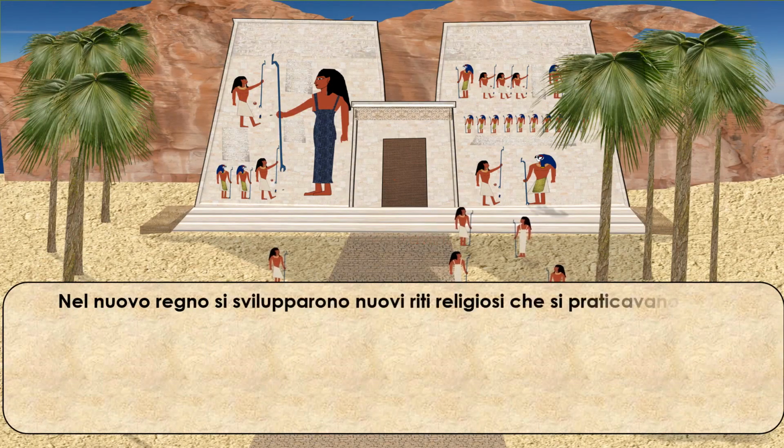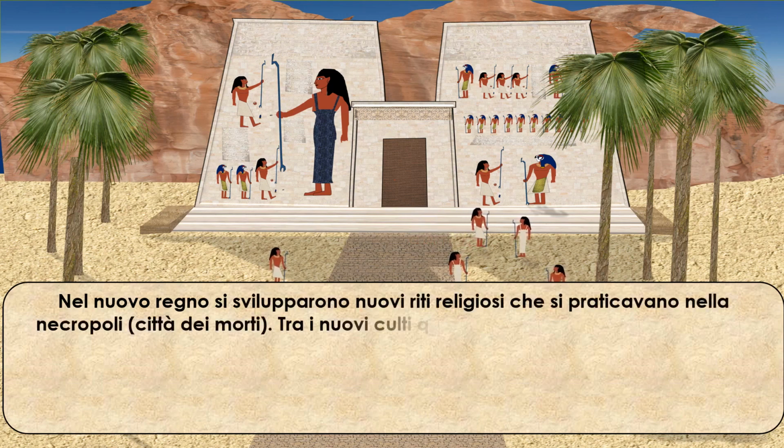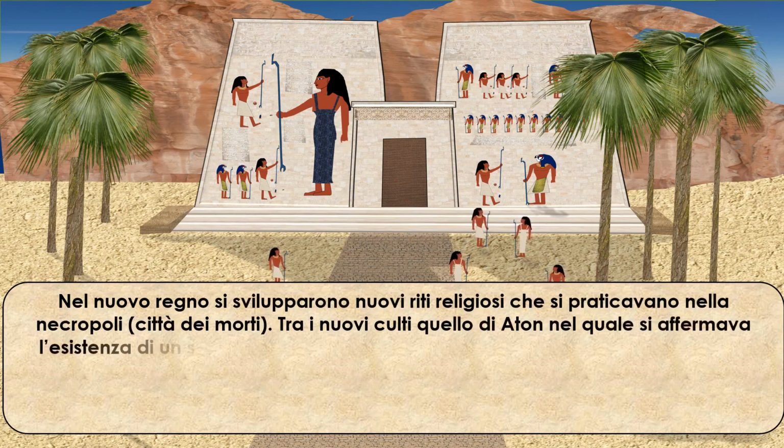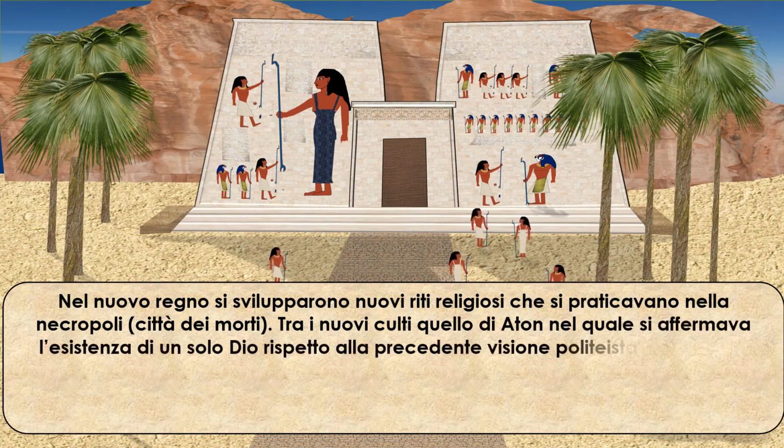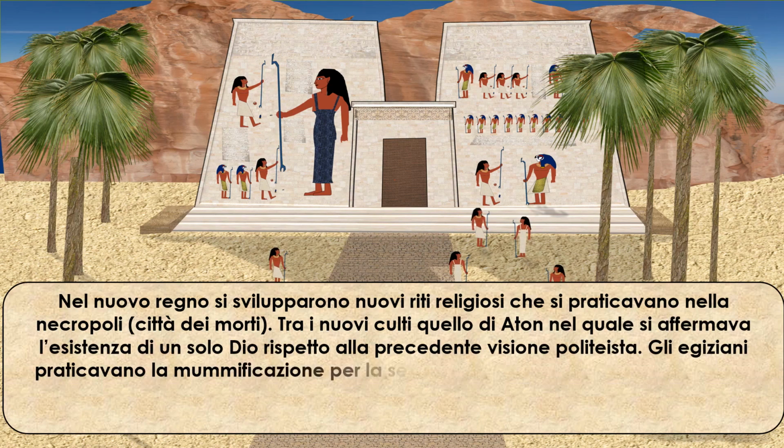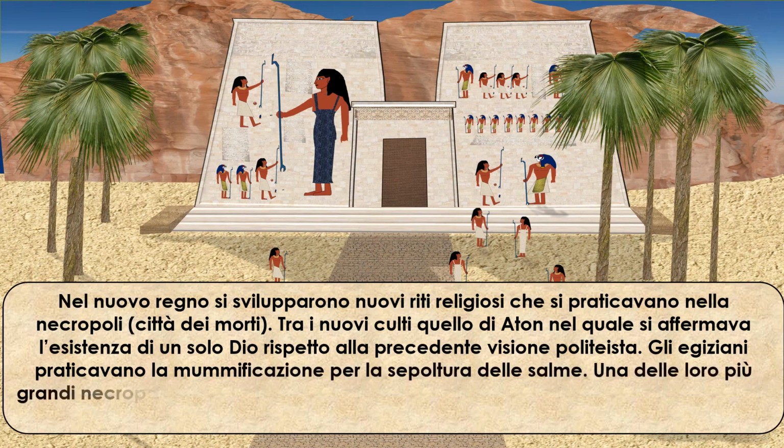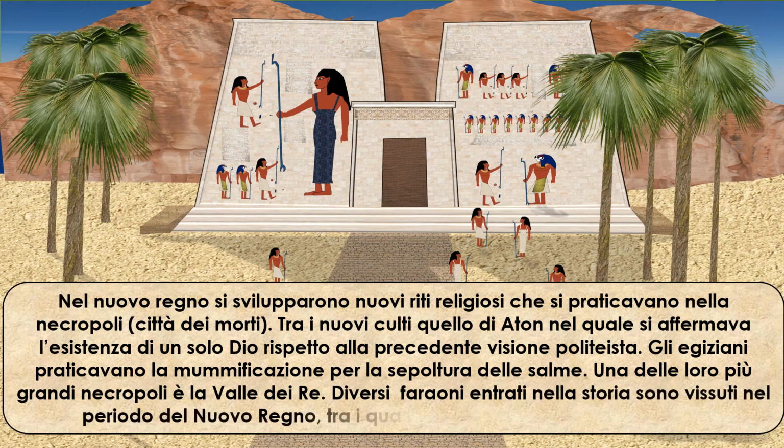New religious rituals developed in the New Kingdom and were practiced in the necropolis, the city of the dead. Among the new cults was that of Aten, in which the existence of a single god was affirmed as opposed to the previous polytheistic view. The Egyptians practiced mummification for the burial of corpses. One of their largest necropolises is the Valley of the Kings. Several pharaohs who entered history lived during the New Kingdom period, including Tutankhamun, Seti, and Ramses II.